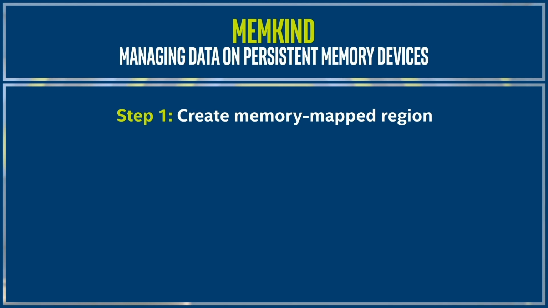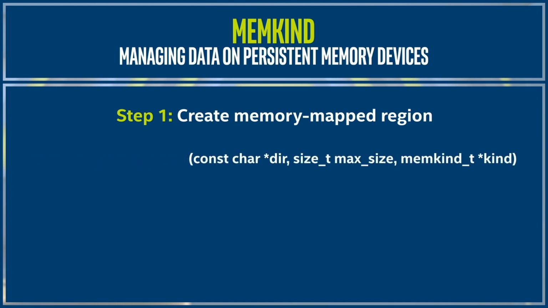Here are 3 simple steps. Step 1. Create the memory mapped region. memkind_create_pmem creates the pMemkind memory in the directory specified. Max size defines the size of the memory mapped file, and kind is your pointer to the memory mapped region.